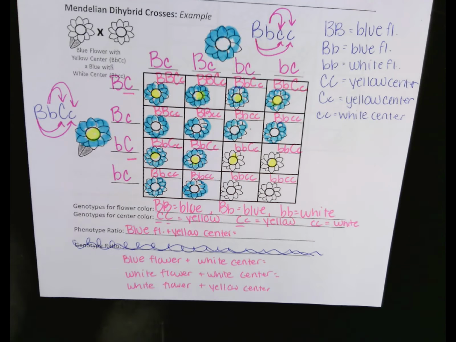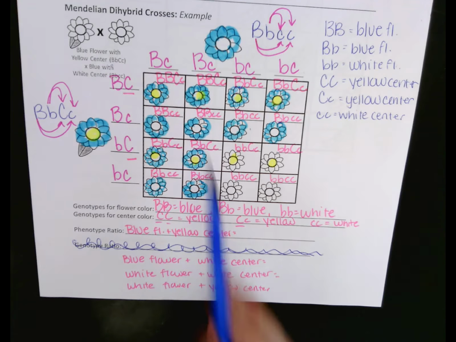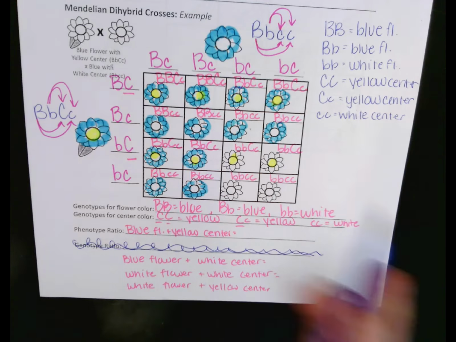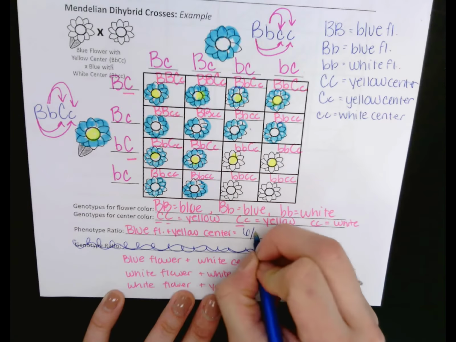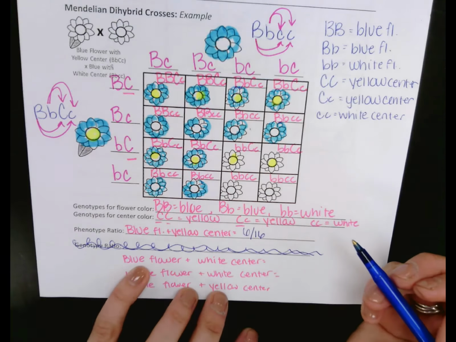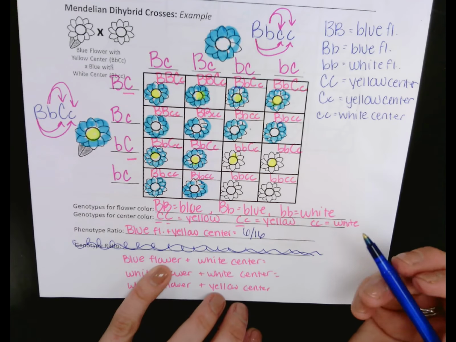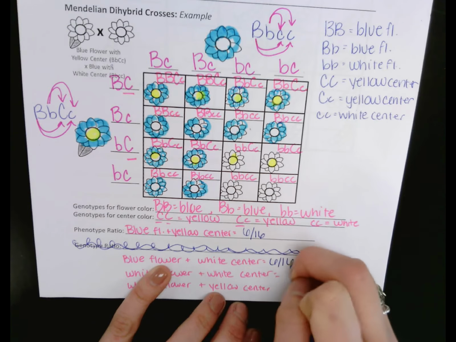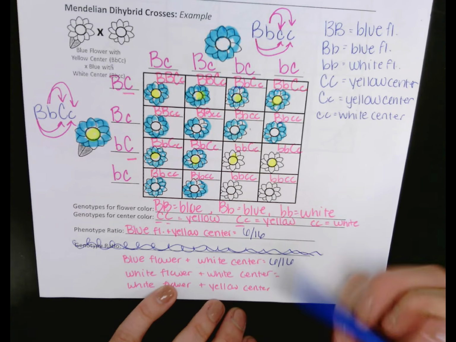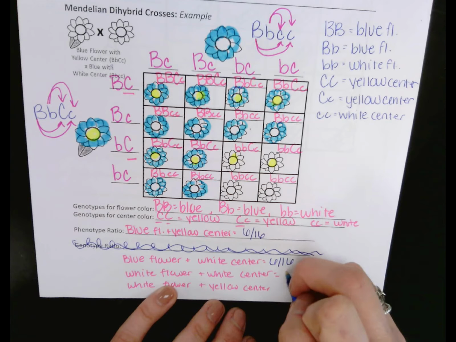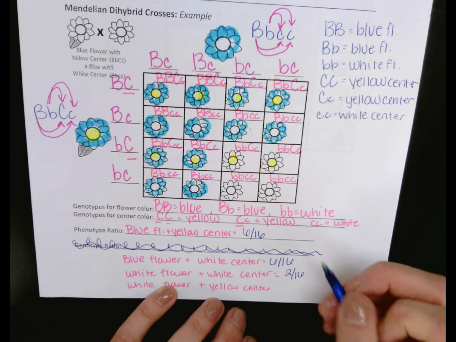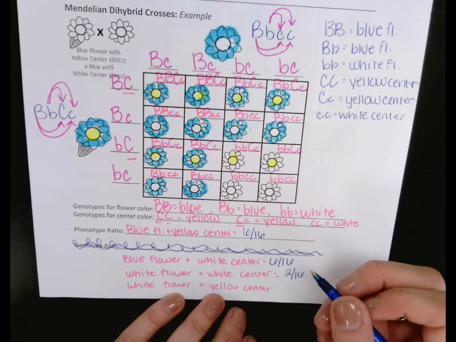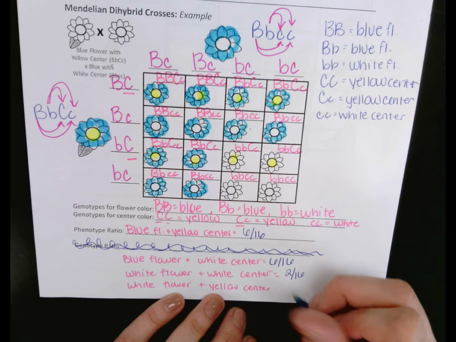So now we just need to count. How many of these are blue flowers with a yellow center? Well, 1, 2, 3, 4, 5, 6. So 6 out of 16. How many are blue flowers with a white center? 6 out of 16. How many of these are white flowers with a white center? 2 out of 16. And how many of these are a white flower with a yellow center, sorry? 2 out of 16.